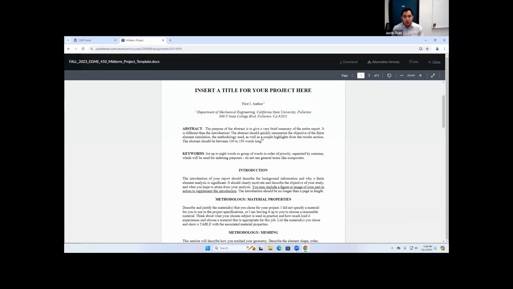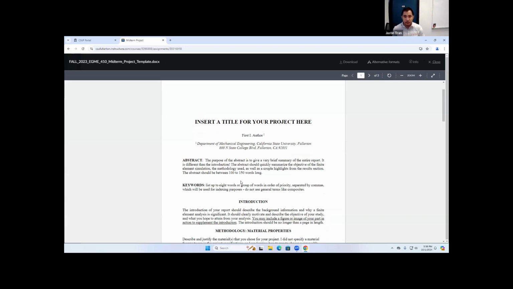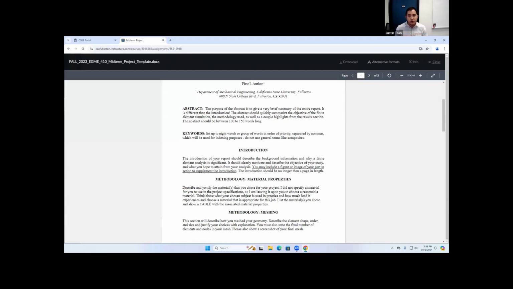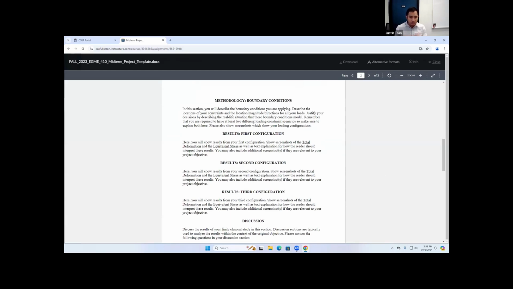Okay, so this template, it's an MS Word template, but you can copy this into Google Docs if you want as well. So this basically shows you all the different sections of the rubric. Okay, so here we have the abstract, introduction, methodology sections, okay, results. I basically just took every section that's in the rubric and then just made headers for it in the template.